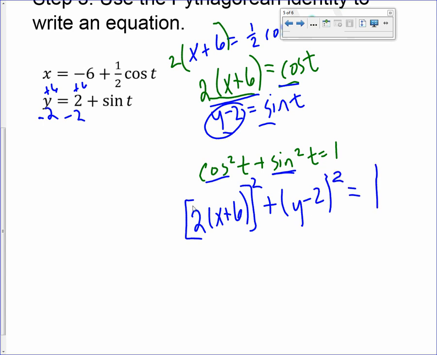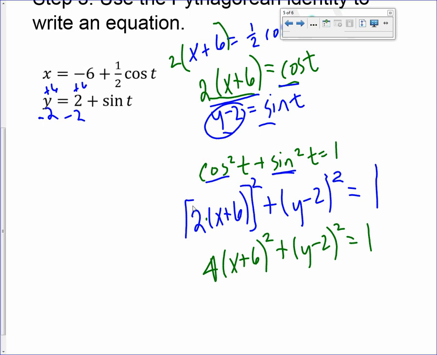And now I just want to make it look like the equation of an ellipse that I'm used to. The y is good. There's no denominator there. This is kind of funky. I purposely did not distribute this. I have two terms being multiplied, so I can apply the square to both of them. So that's 2 squared and x plus 6 squared. And that 2 squared is 4. And there's the equation of your ellipse.